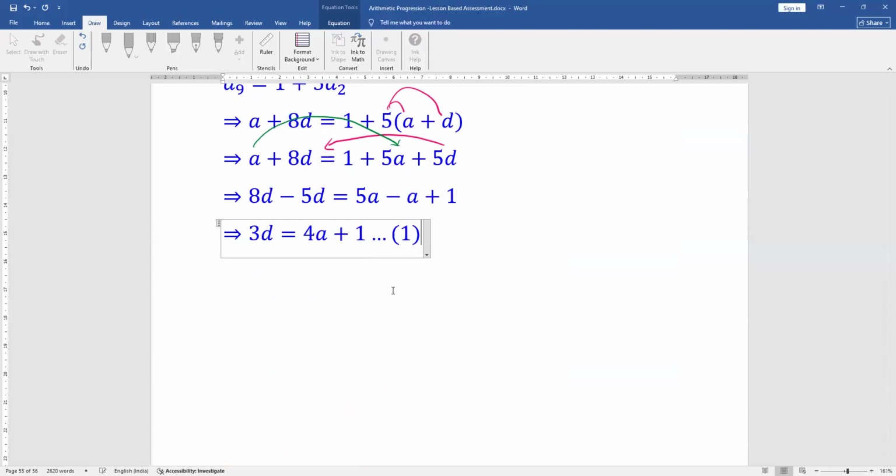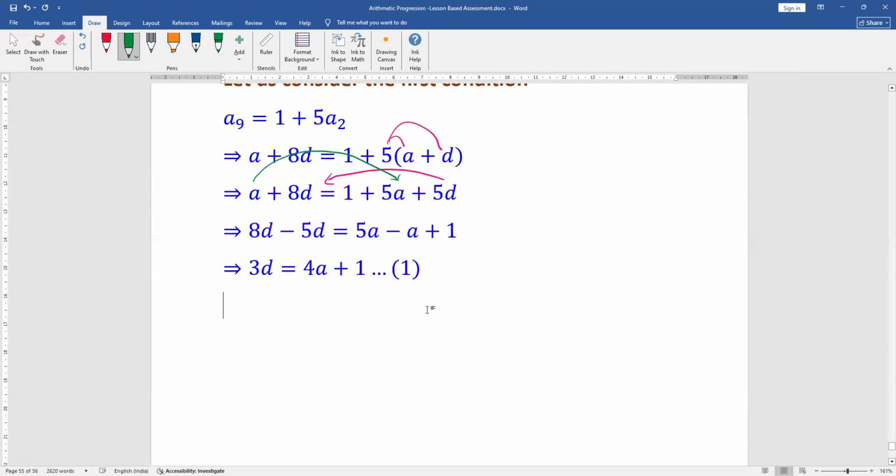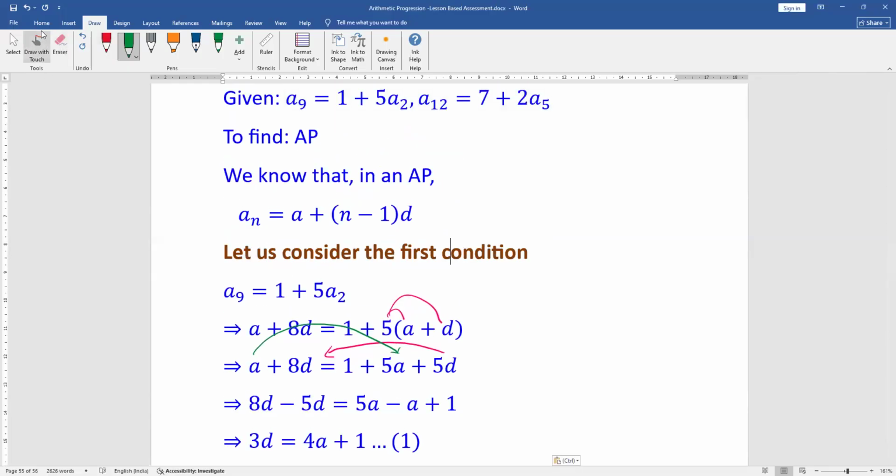As equation 1. So from the first statement we got one equation, that is the first condition. In the same way, I'm going to consider the second condition. So I'm going to consider the second condition here.